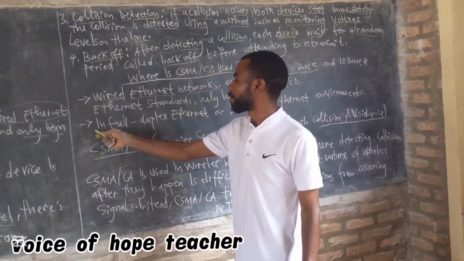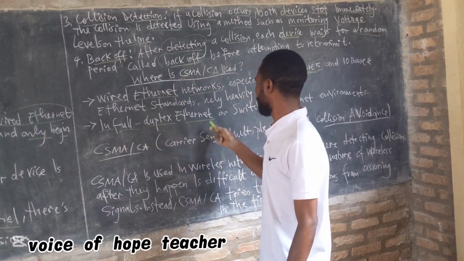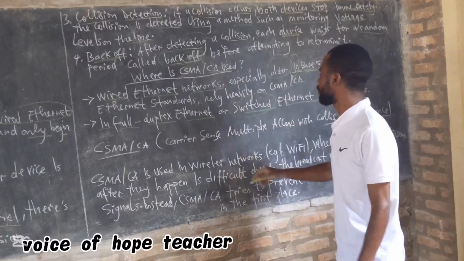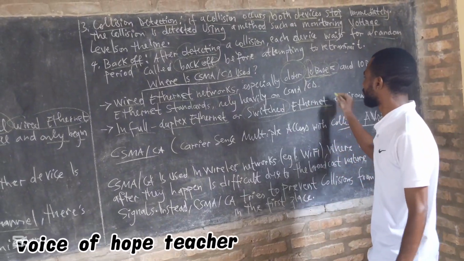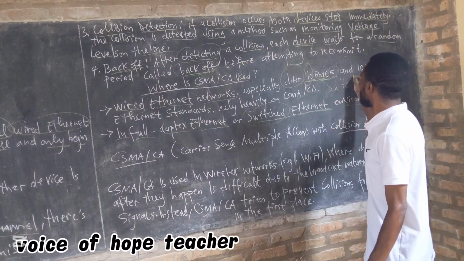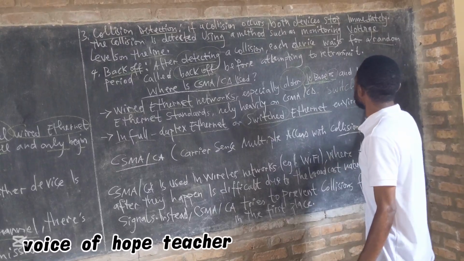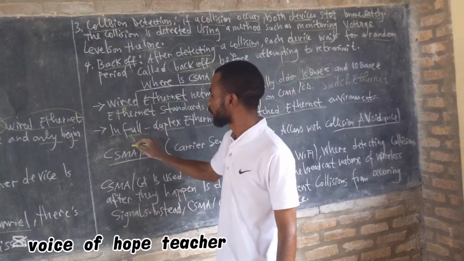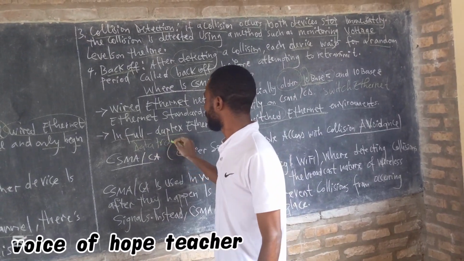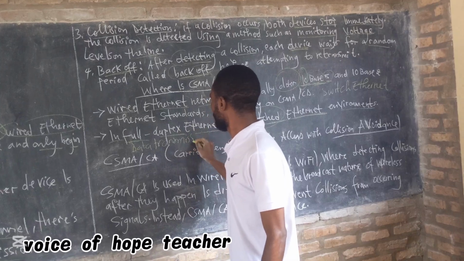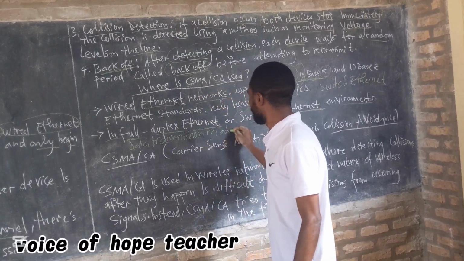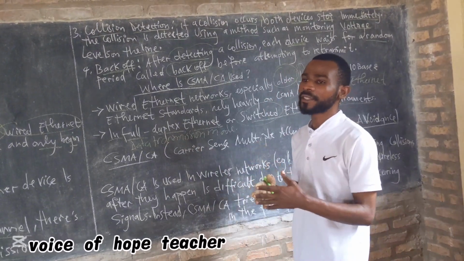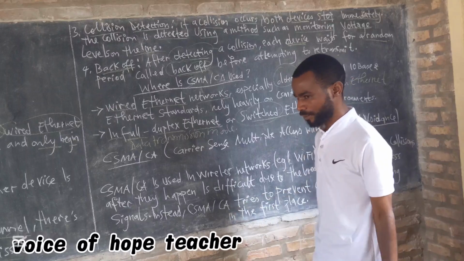And it is used in full duplex Ethernet or switched Ethernet environment, aho dukoresha switch. Ubwo ni bwa bwoko bwa Ethernet twita switch Ethernet. This full duplex is a data transmission mode, called full duplex, where we have at least 2 devices that can send simultaneously.